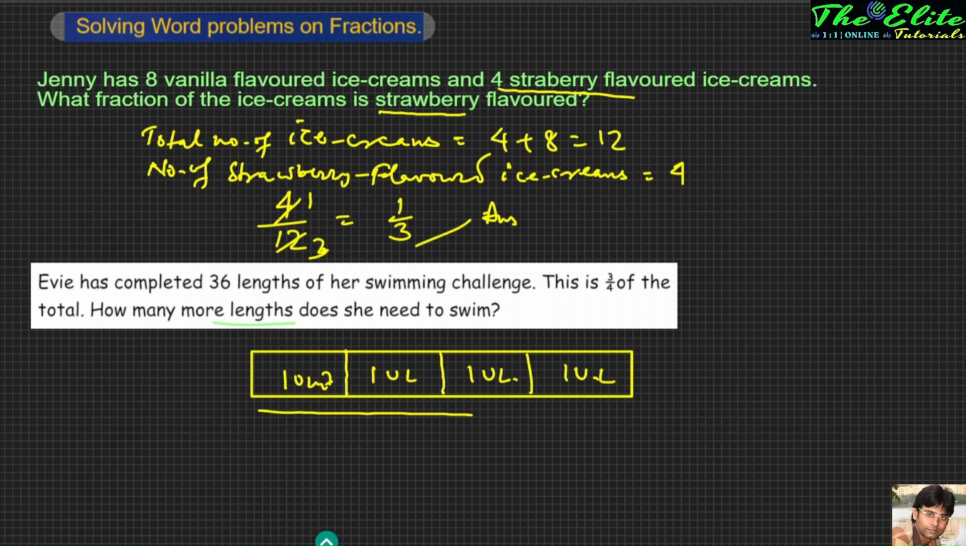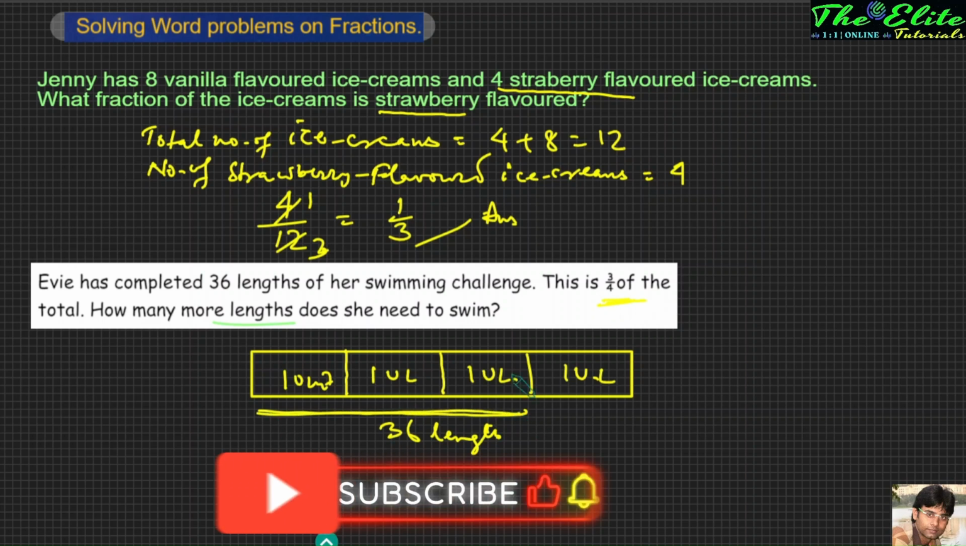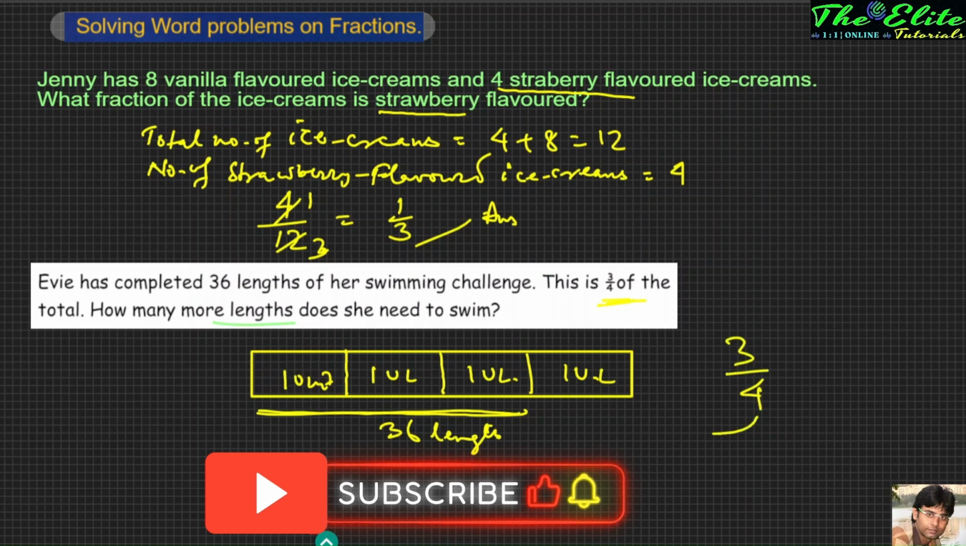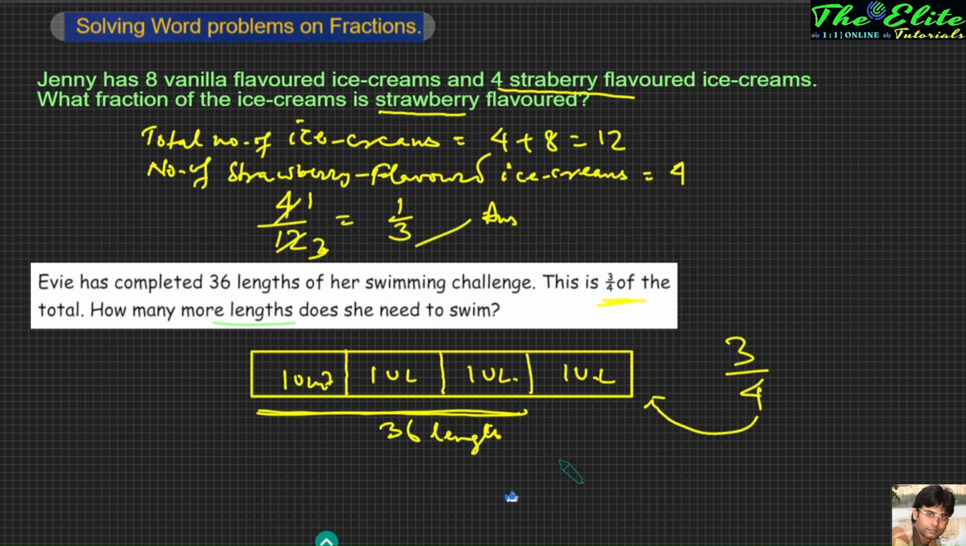So 3 unit lengths is equal to 36 lengths, okay. 3/4 or 3 by 4 of the total. 3 out of 4 is 3 by 4. That is why I made this bar into 4 equal parts. And now we will be shading these 3 like this, as they are covered. Now they are asking how many more lengths she needs to swim. So this is the length she has to swim.